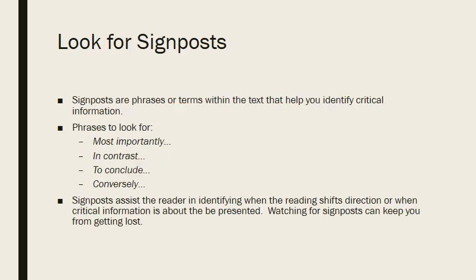So another tool that you can use while you're reading is to look for signposts. And so signposts are phrases or terms within the text that help you identify critical information. And they help you identify also when the reading is shifting or if the information is taking a turn. And so some of these phrases look like, most importantly, or in contrast. And so what they do is they assist the reader in identifying when the reading is shifting direction or when the critical information is about to be presented.